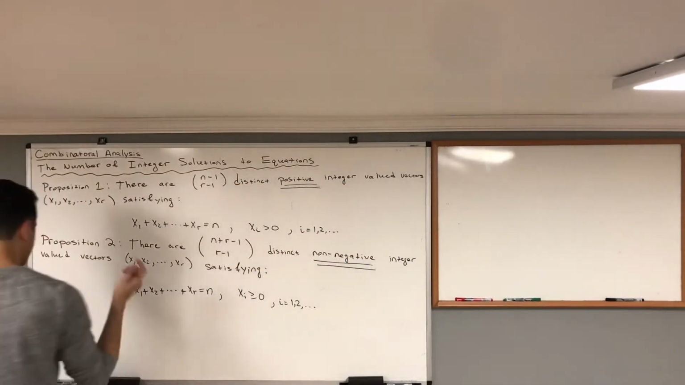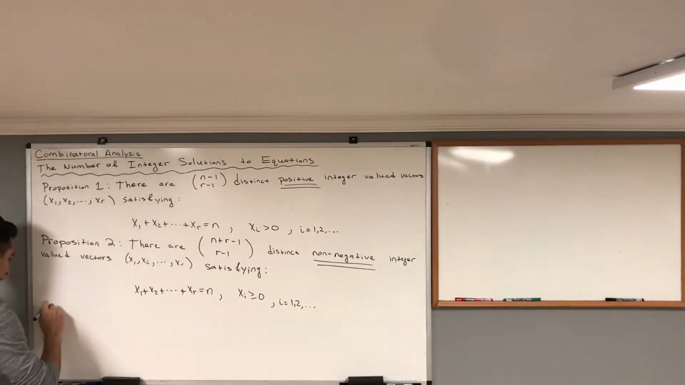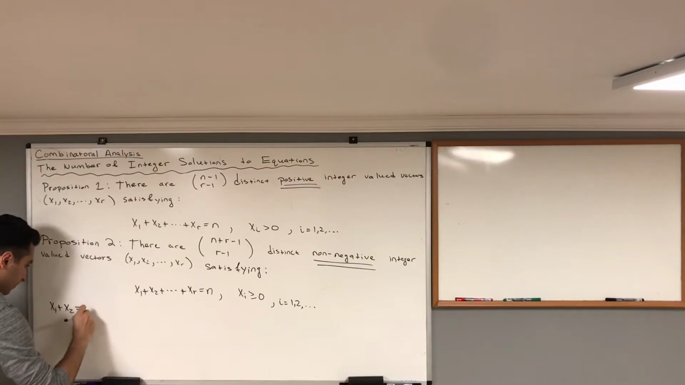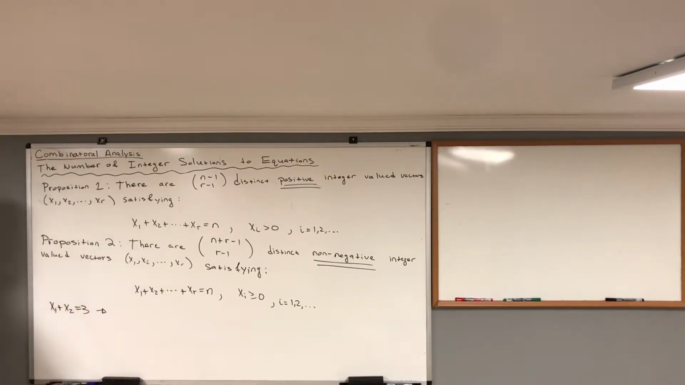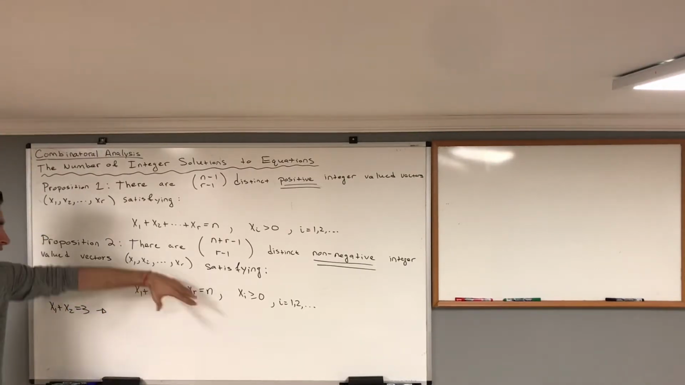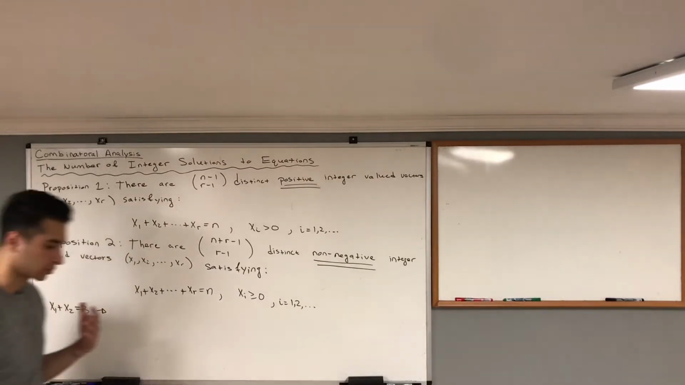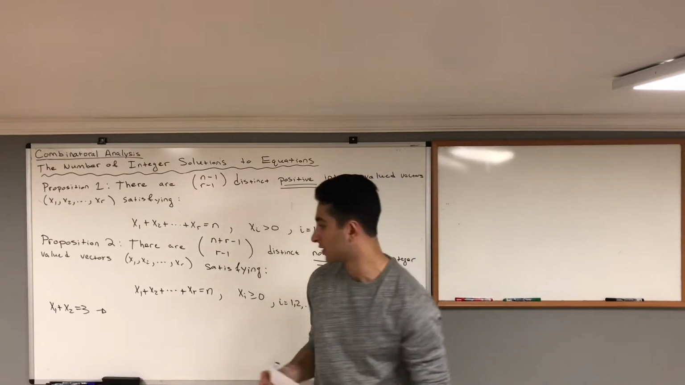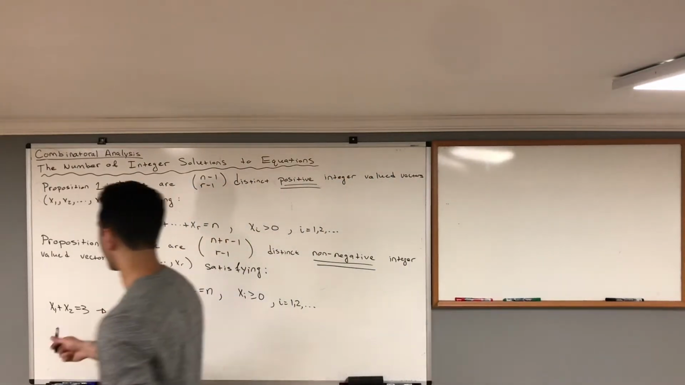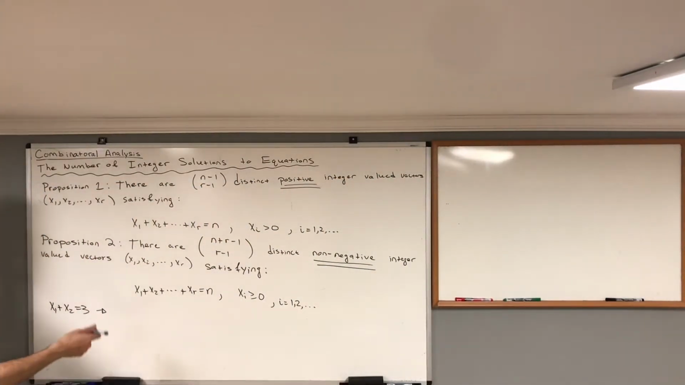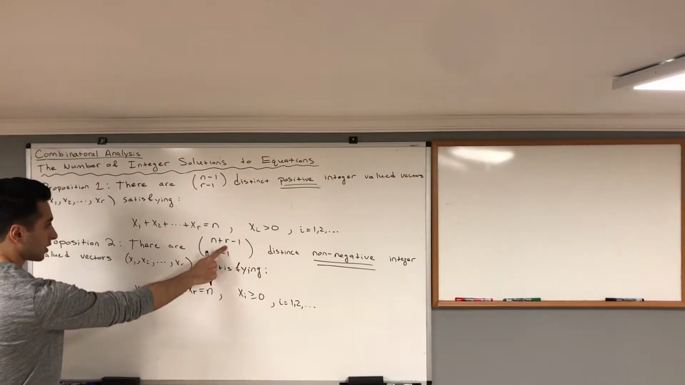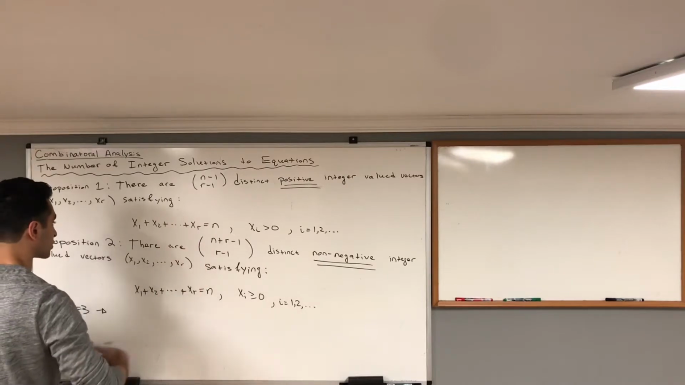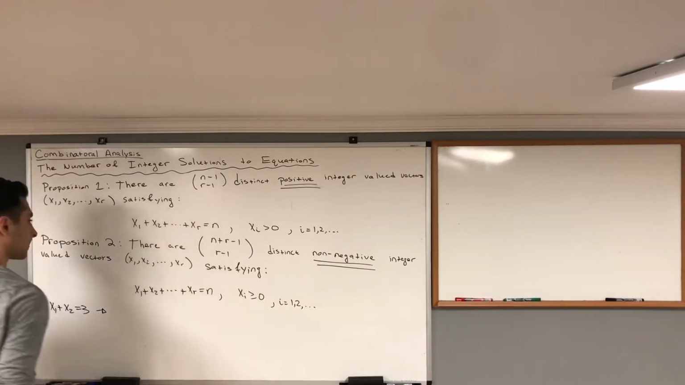So let's just refer back to the last example when we had x1 plus x2 equals 3. And let's talk about non-negative, okay? Let's not talk about positive. So as you saw before, we counted 4 vectors, 4 lists that satisfy this equation when x1 and x2 have to be greater or equal to 0 and be an integer. Well, let's use this. This says that if you use this, it'll actually just count that for you. So we should get 4 if we use that.